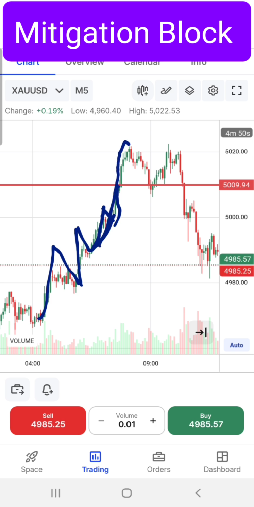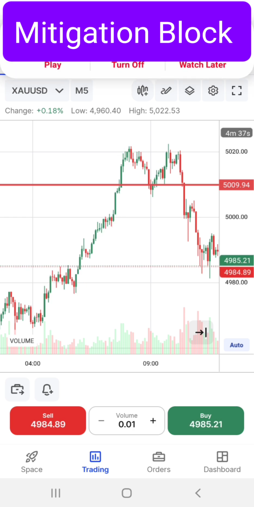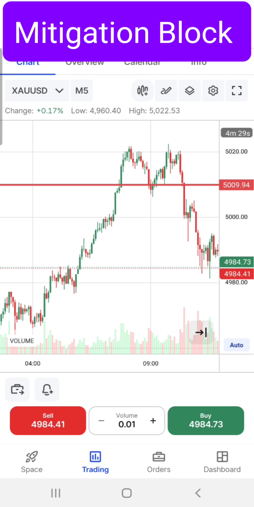Now what a mitigation block is signaling is a possible reversal that is coming. And obviously you see after this, there was a reversal. So a mitigation block is a price action in an order flow or on the chart where price failed to produce what it was supposed to produce, where price failed to print what it was supposed to print.